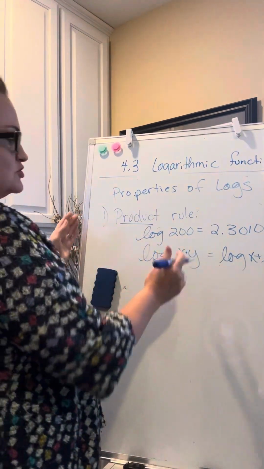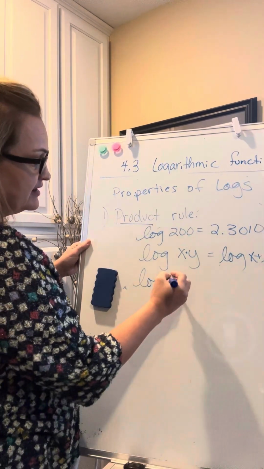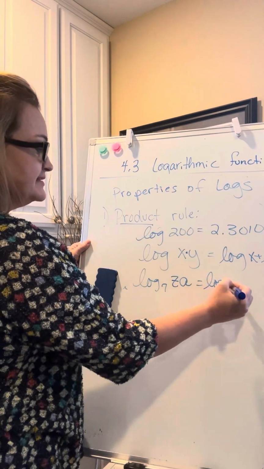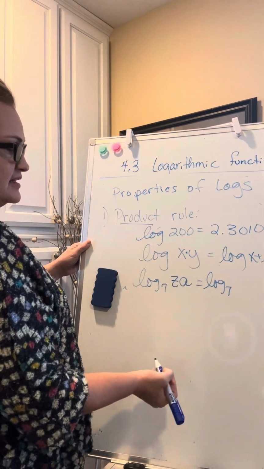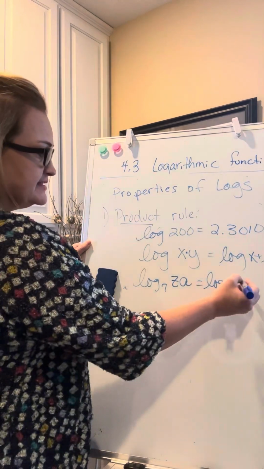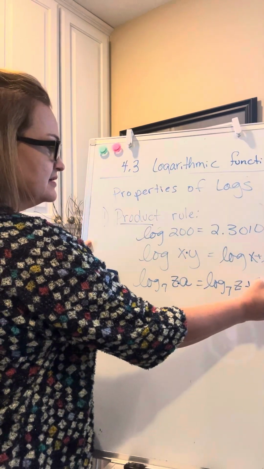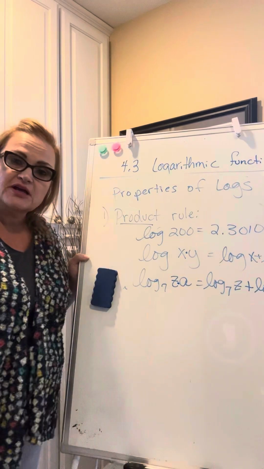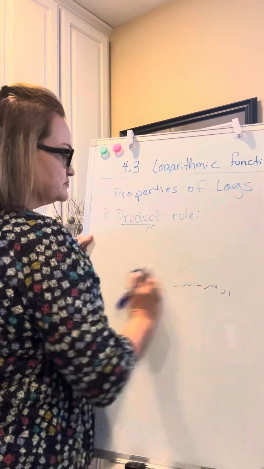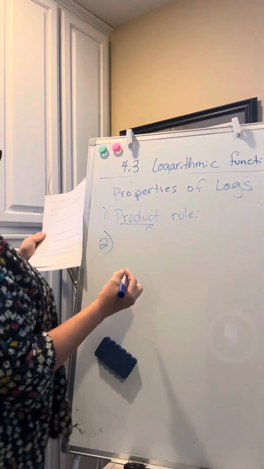We'll use algebra. So if it says log base 7, let's do a different base, of, let's say, z times a, for example. You would write log base 7. These were understood to be tens, so we didn't have to write anything. But if there is a base, we have to drag it along. Log base 7 of z, and then because we have a times there, we say plus log base 7 of a. And that would be our expansion showing the understanding of that rule. So that's the product rule. Okay, next rule. The next rule is the power rule.